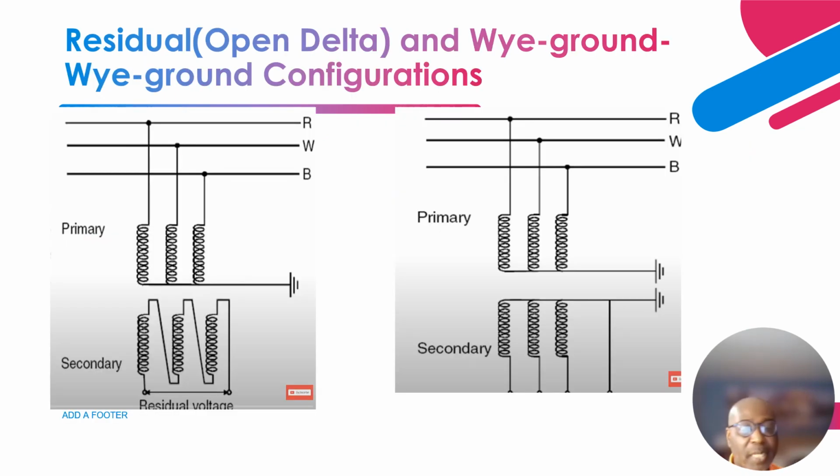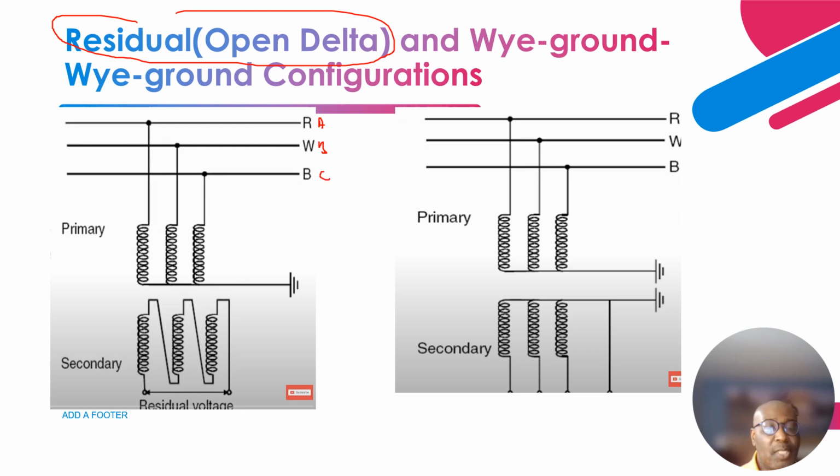Next, let's talk about the different configurations that we can have for VT or potential transformer. The first one is open delta or residual winding. Okay, so as you can see over here, phase A, phase B, phase C. Okay, so as you can see over here, this is Y ground, right? The primary side is Y ground, right? As you can see over here, it's grounded. But the secondary side is open delta. Okay, so basically you have 3V0, which is VA plus VB plus VC, right?